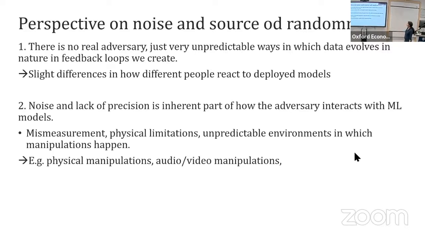Or you could think about it as noise and lack of precision being inherent in how the adversary interacts with the model. Maybe the adversary is in a physical domain, like an audio or video domain. It's actually trying to change pictures that your self-driving car is taking of stop signs and things like that. And there are mismeasurements, there are angles that are never exact, there is sometimes dust in the air, the light is different, it doesn't have full control.